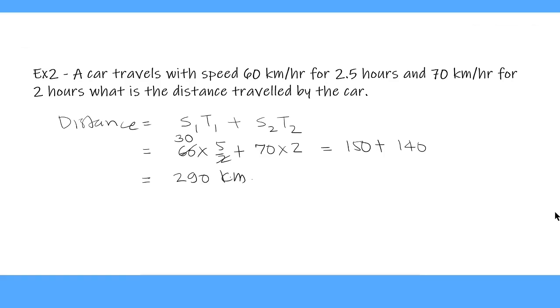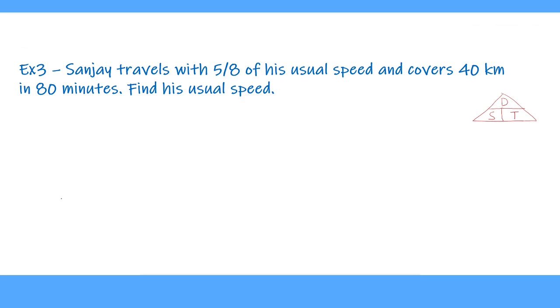Here we have learnt the formula distance equals speed multiplied by time. We go to the third example for solving the speed, and we have again made the distance, speed, time triangle here, and we read the question like this. Sanjay travels with 5 upon 8 of his usual speed and covers 40 km in 80 minutes. Find his usual speed.